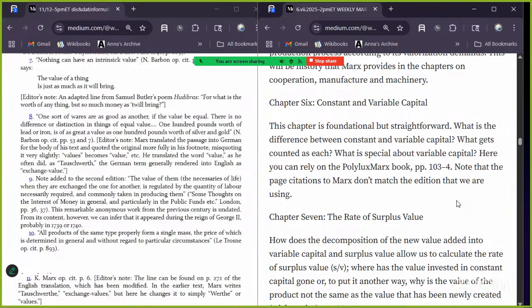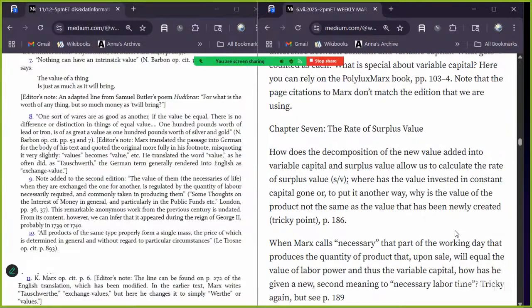Chapter 7, the rate of surplus value. How does the decomposition of the new value added into variable capital and surplus value allow us to calculate the rate of surplus value? There's a lot packed in that one phrase. Where has the value invested in constant capital gone?